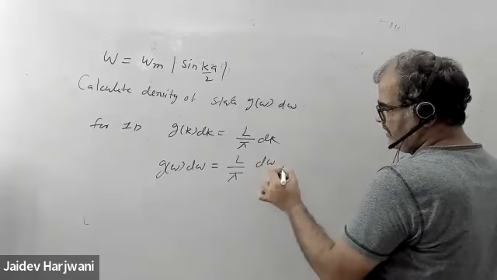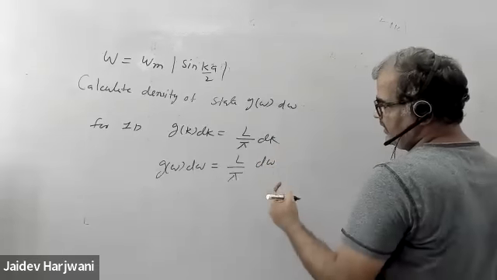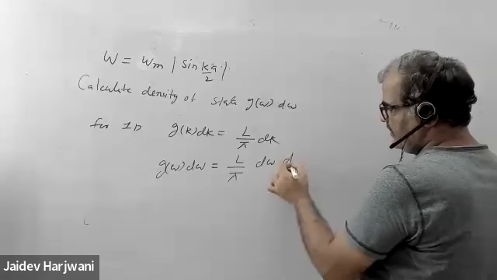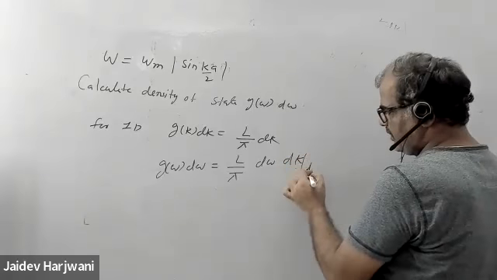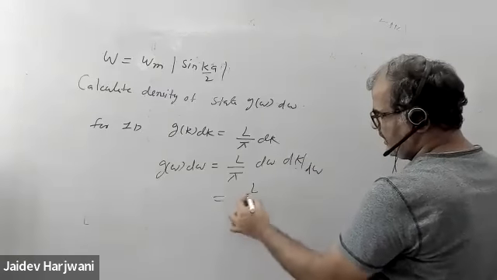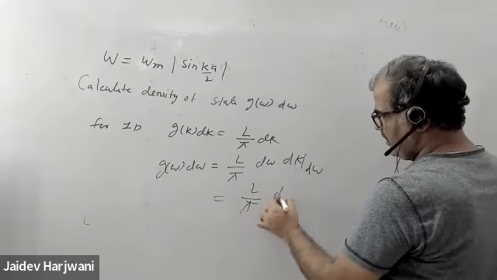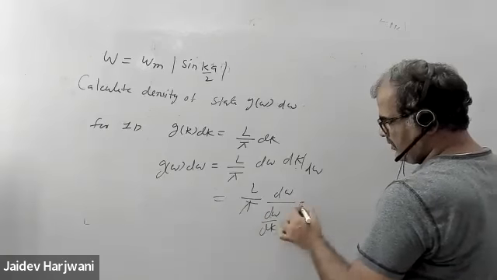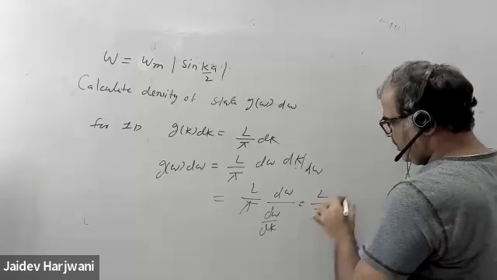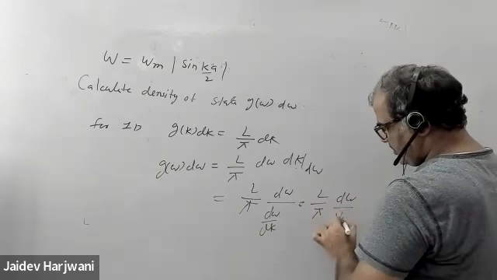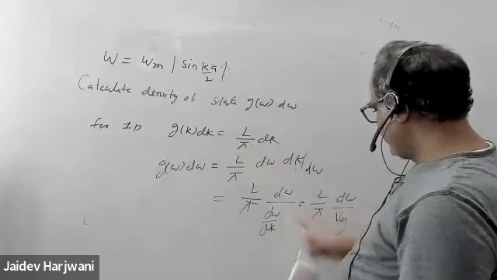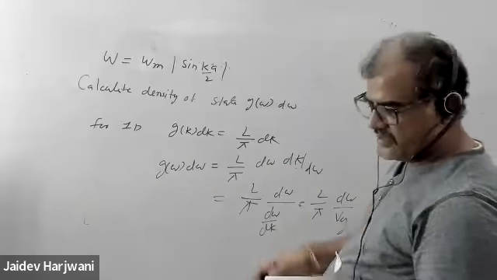d omega, but we cannot write d omega here. Okay, so we have to divide by dk. We have dk upon d omega. Okay, so this is L upon pi d omega, and this becomes d omega upon dk. Okay, so L upon pi d omega, and this is group velocity. Just differentiate this equation and put the value here, you'll get the density of states.